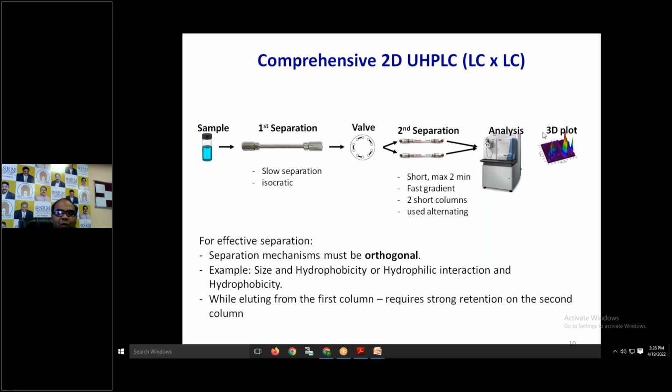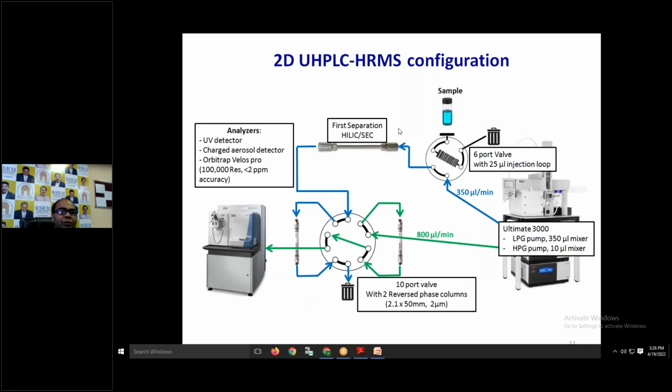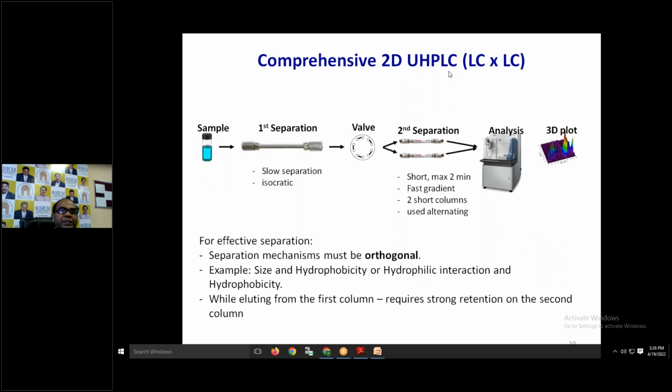This is a 3D plot showing the different exposomics that are present. And for effective separation, the mechanisms must be orthogonal: size and hydrophobicity, right? So this is about the 2D UHPLC I have shown you.